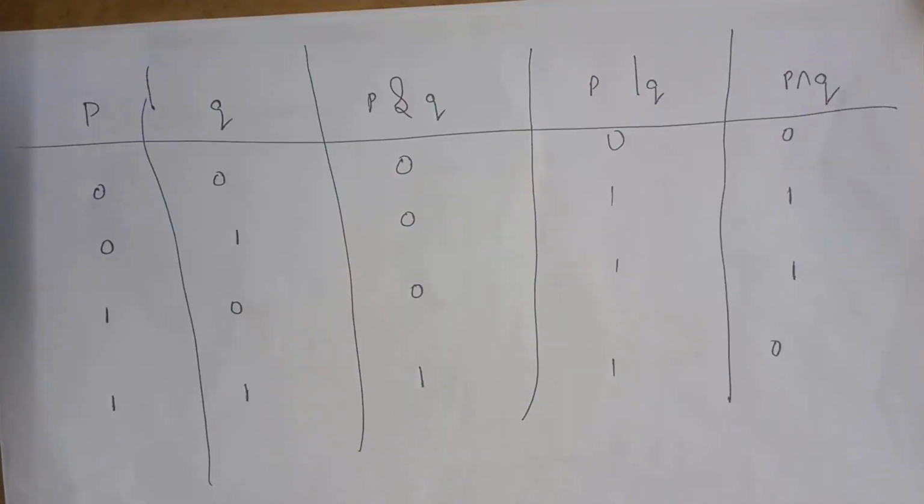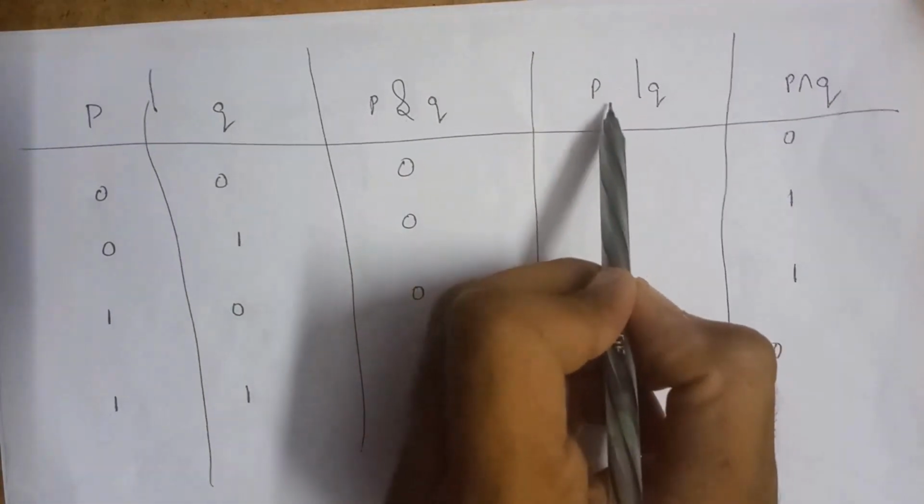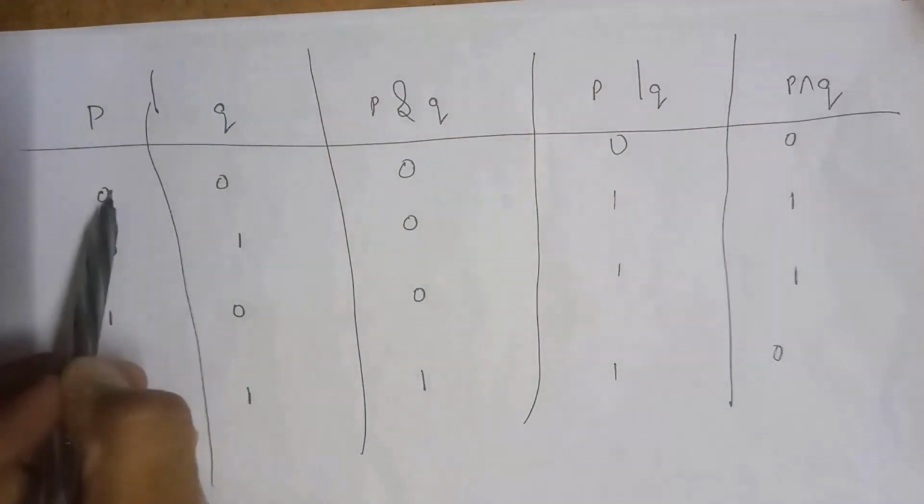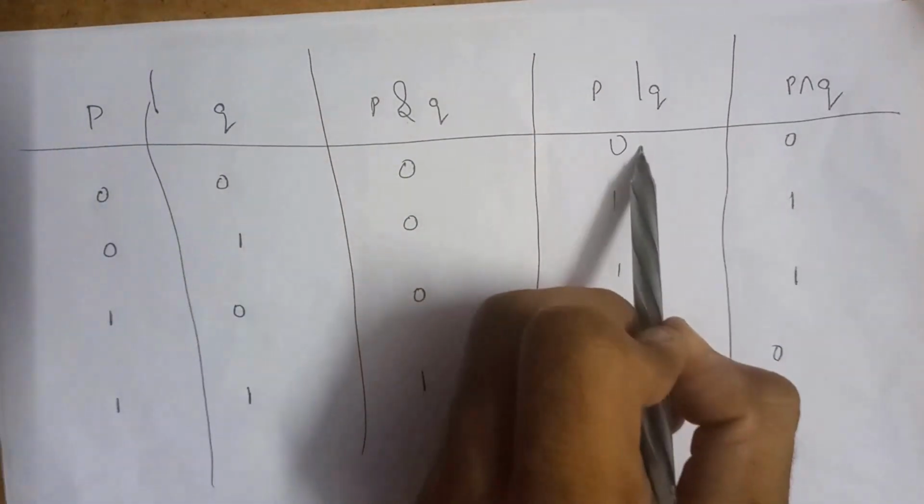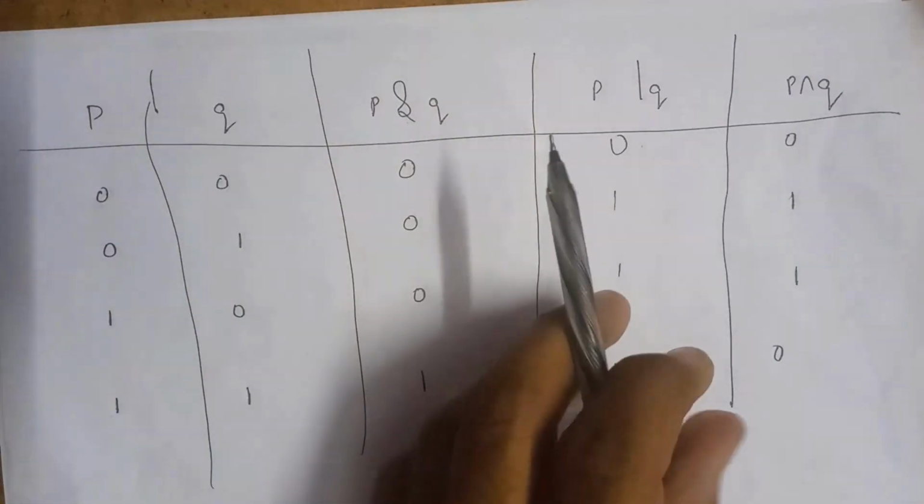At first I will explain bitwise AND. For bitwise AND, if both values are 1, then the result will be 1, else the result will be 0. And next, bitwise OR. For bitwise OR, if both values are 0, then the result will be 0, else the result will be 1.